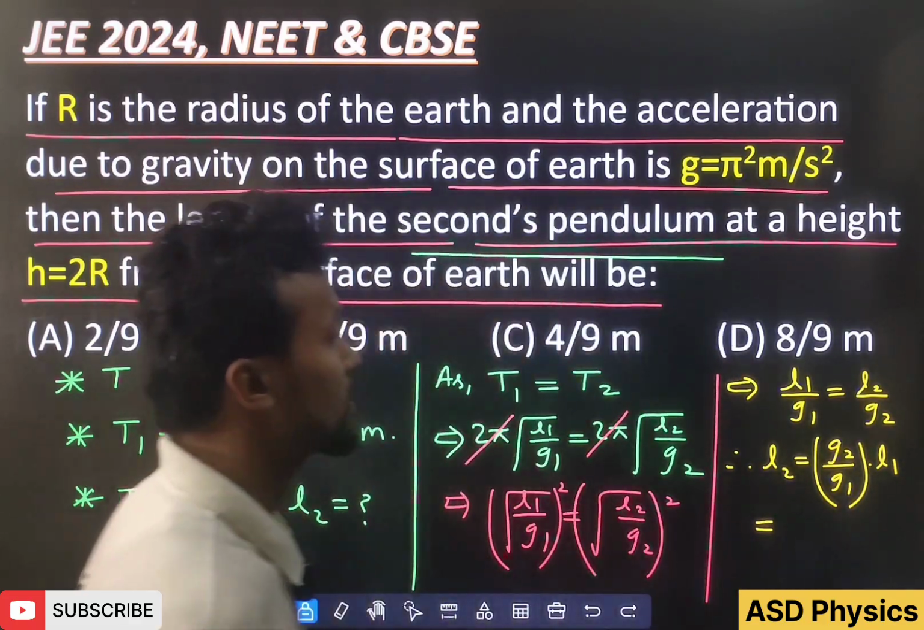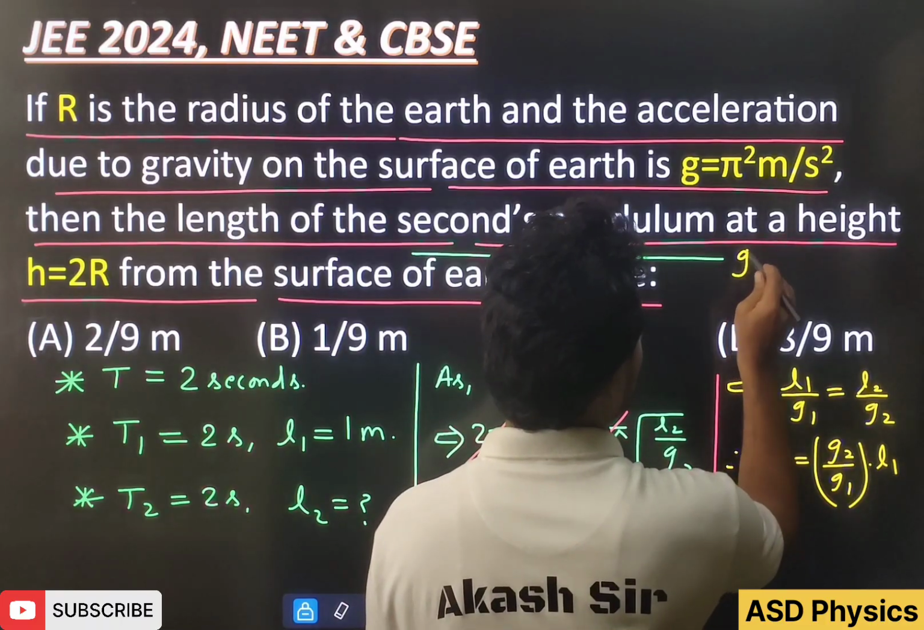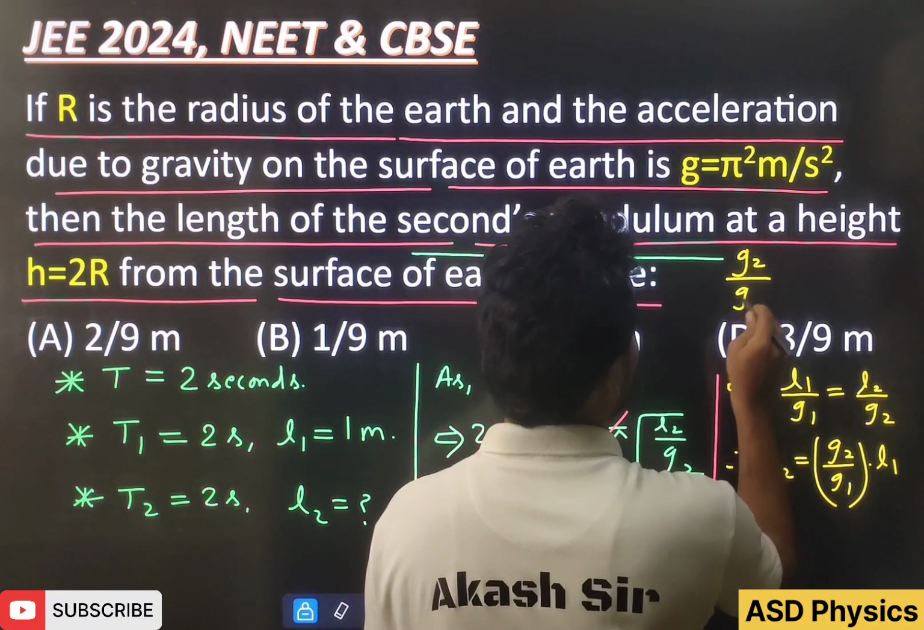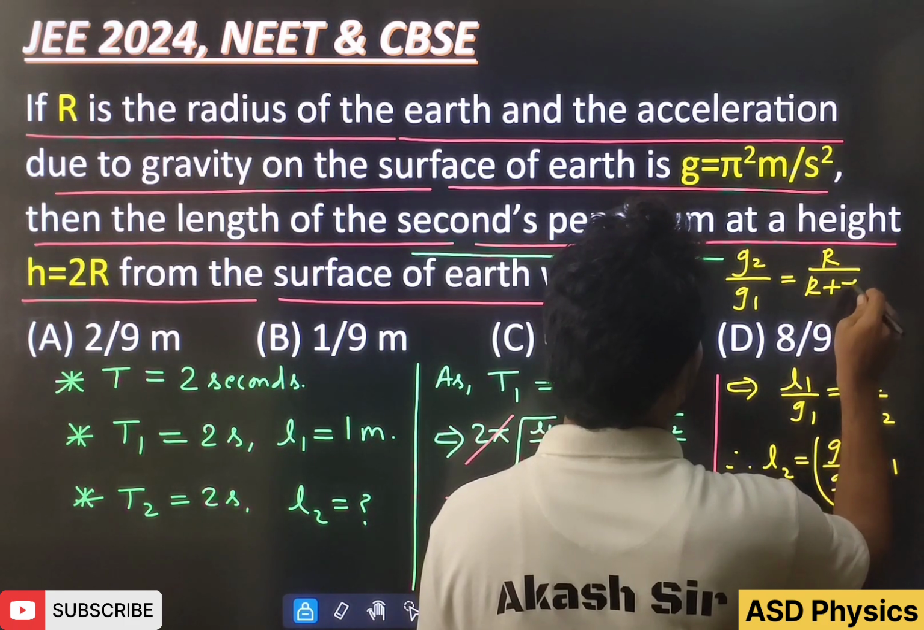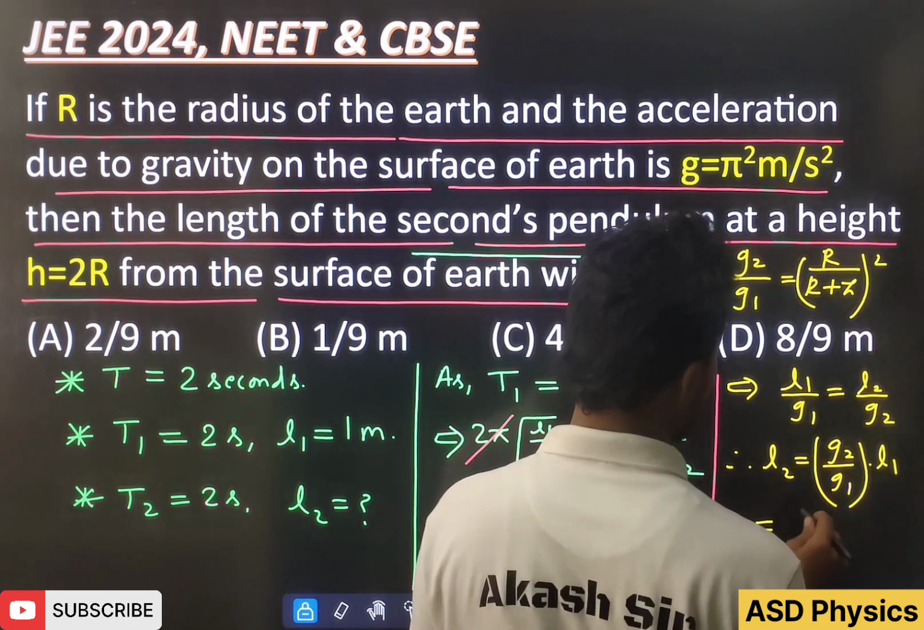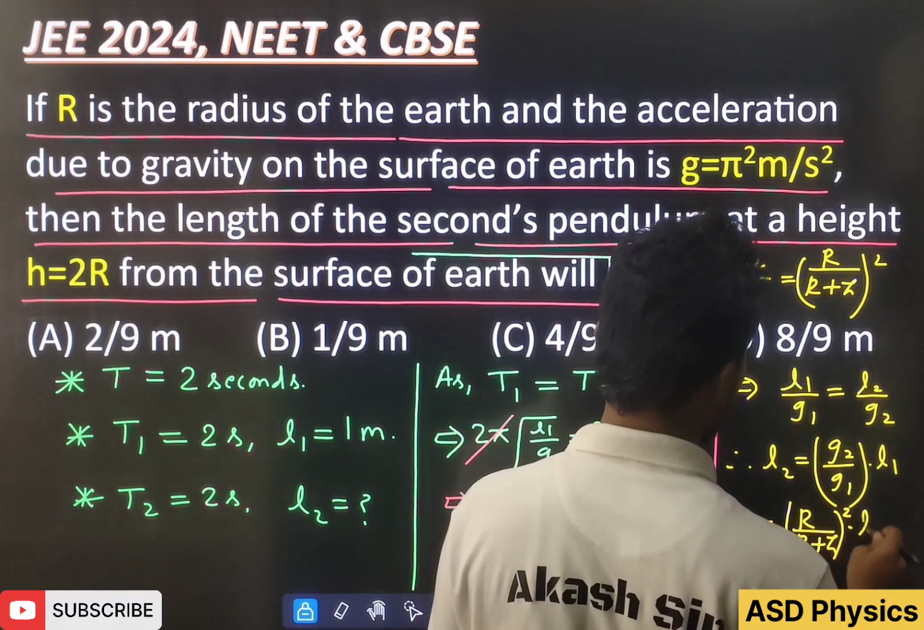Now what is g2 by g1? For that we should know the gravity formula. Please see, for gravity at height h and gravity on the surface, what is the formula? R by R plus h whole square. So I will write R by R plus h whole square into L1.